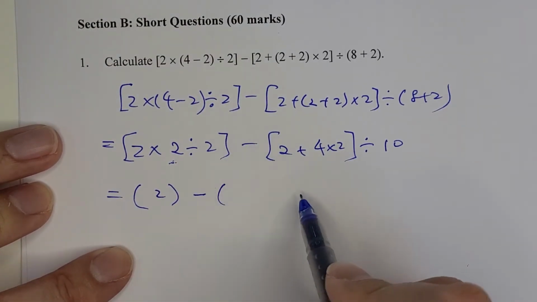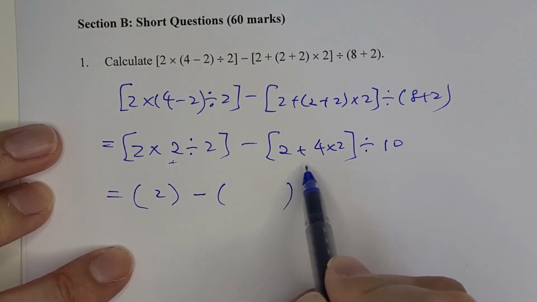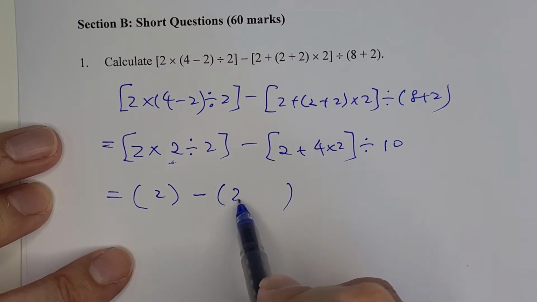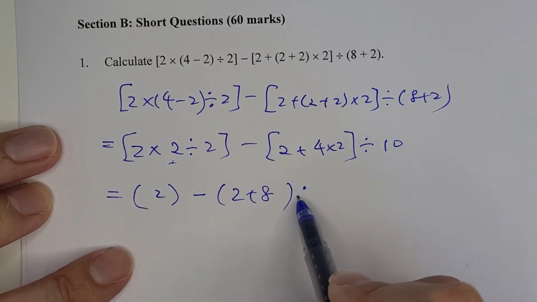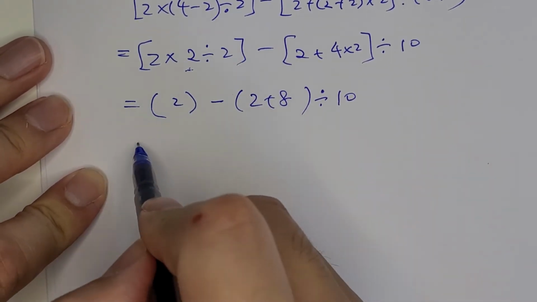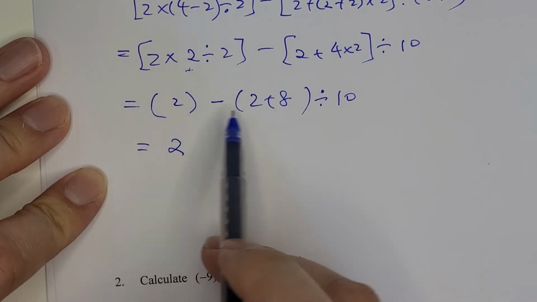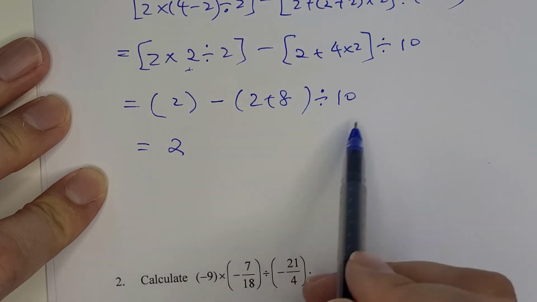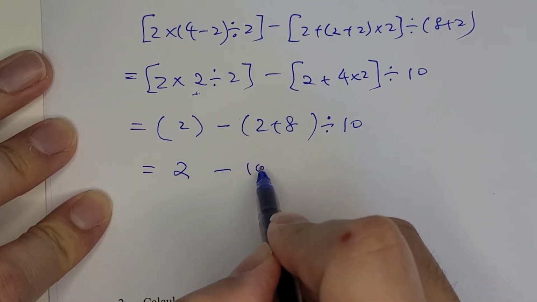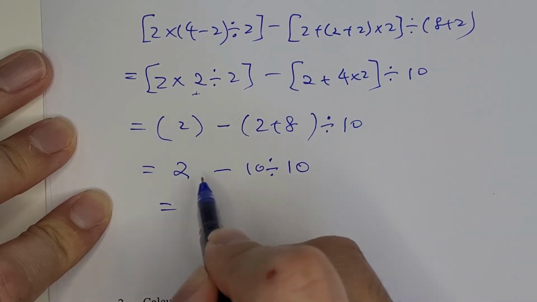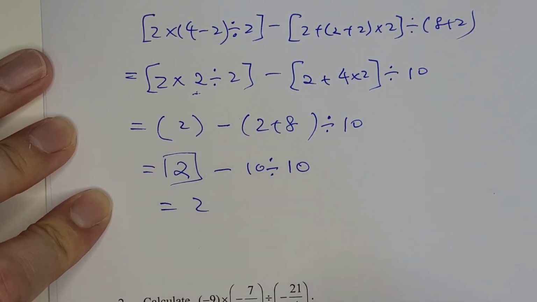Minus, do not perform the addition first. You need to perform multiplication first. So that is 2 plus 8. And then divided by 10. Next, there's 2 here. Do not perform the subtraction. You need to do the division first, because that is minus 10 divided by 10. So you keep this one too, don't move.